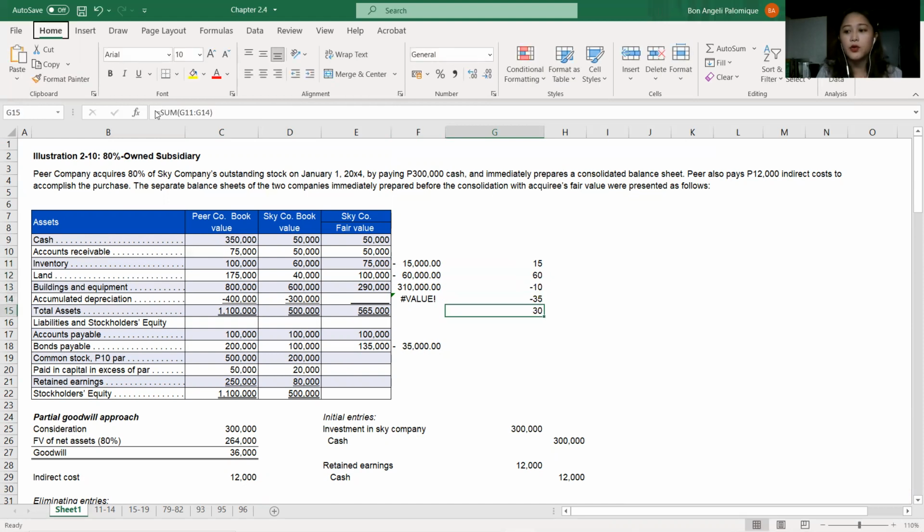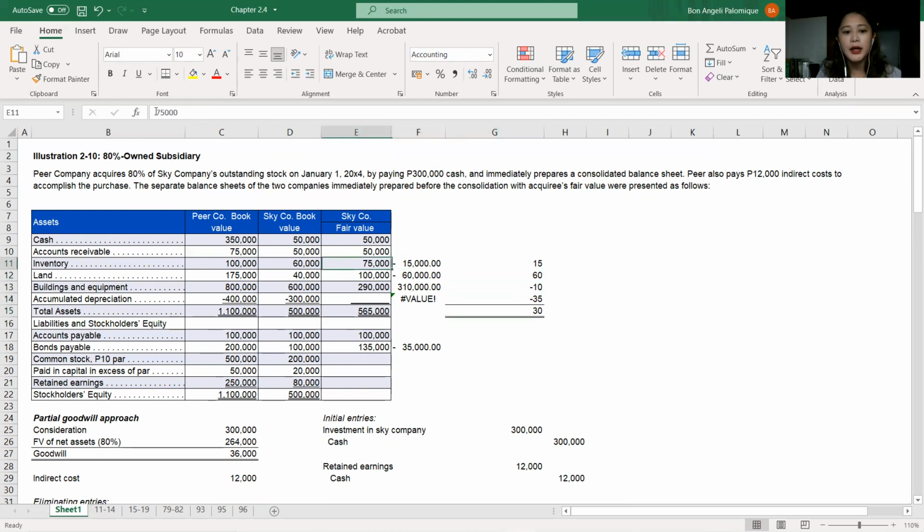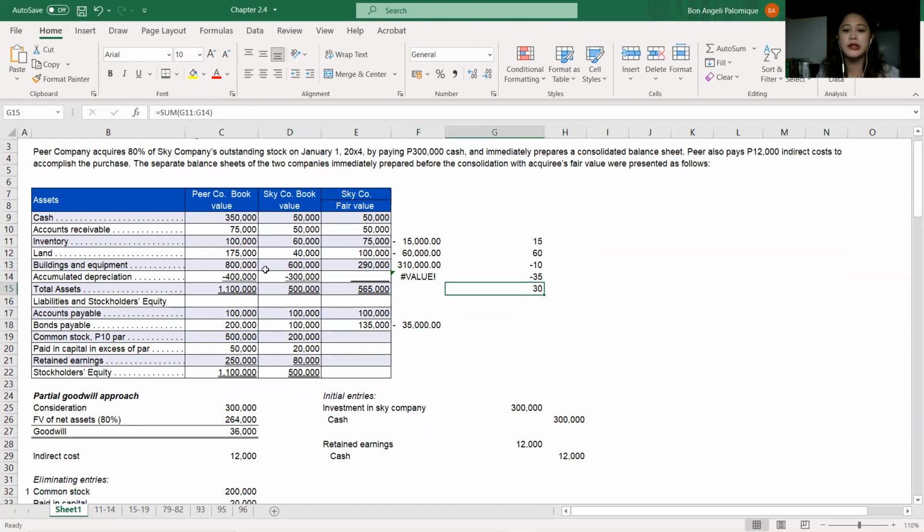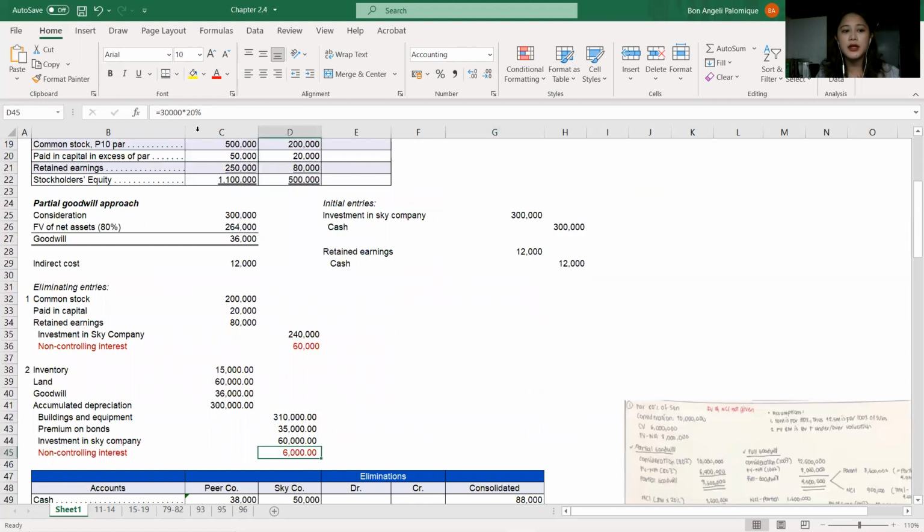So, ito yung 15 yung papunta kay inventory, land, equipment yung 10, 35 si bonds payable. Kaya nakuha natin na ang overvaluation is 30,000. So, yung 30,000 times 20%, yun yung magkakaroon ng share si NCI.